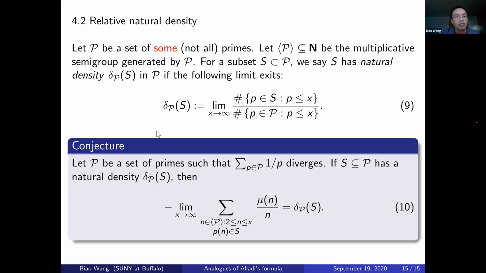Here, the point is P is a set of some primes, not all. And a remark is if S equals P, then delta P of P is 1. Then this is a result in Terence Tao's papers. So this is like a hybrid of Tao's result and Alladi's result.